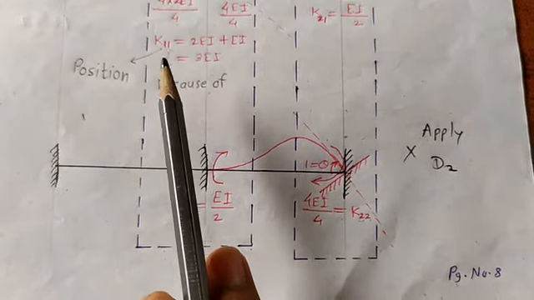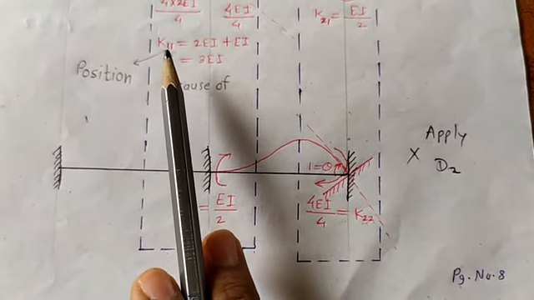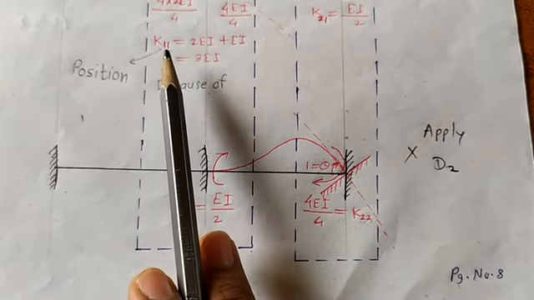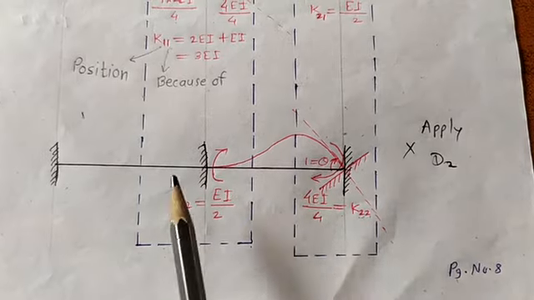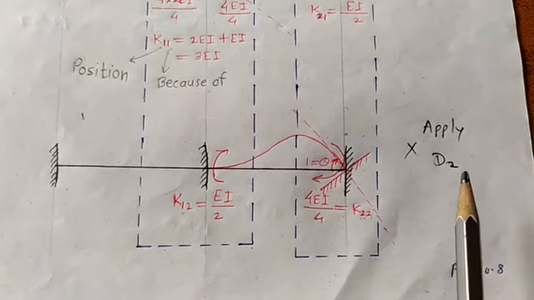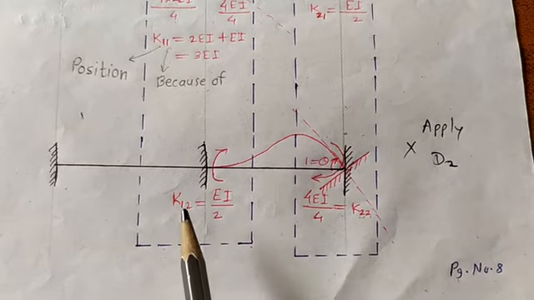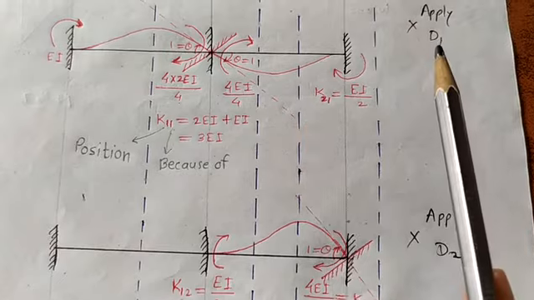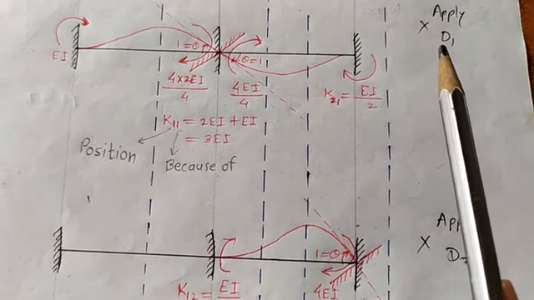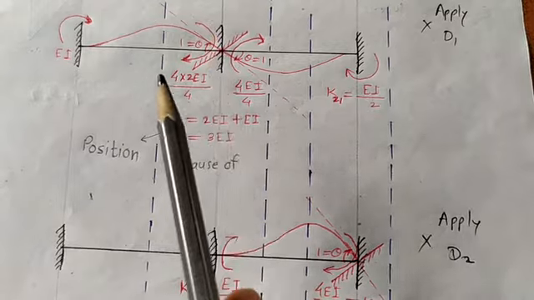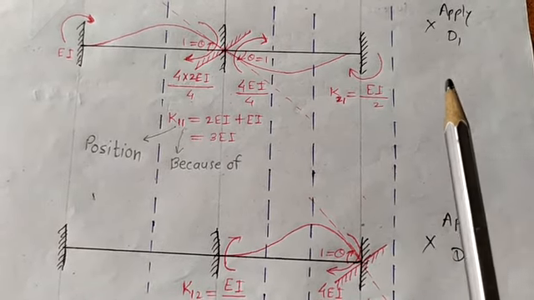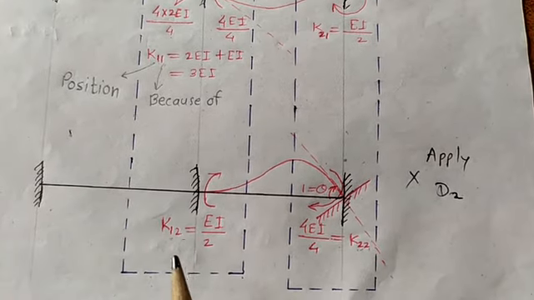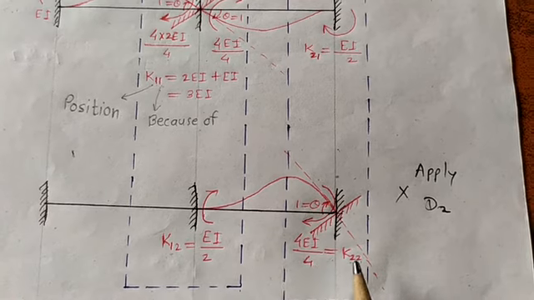Remember, I have shown here that the first alphabet stands for the position and the second alphabet stands for because of. So this total diagram is drawn because of 2. That's why the second alphabet will always be equal to 2. Here this diagram is drawn because of the application of 1. That's why the second alphabet in this diagram will always be equal to 1. So here the second alphabet is 1, and here the second alphabet is 2.